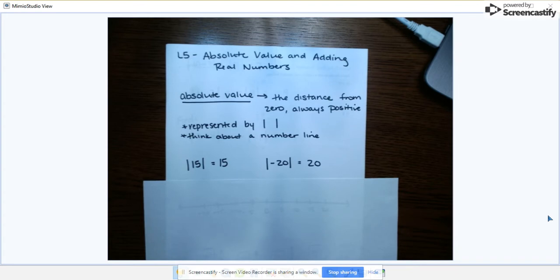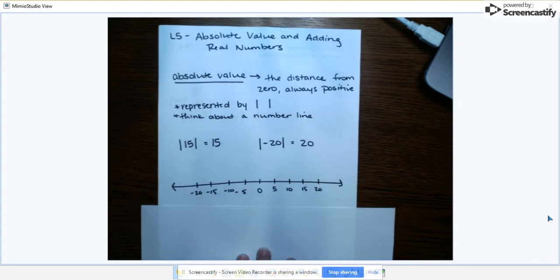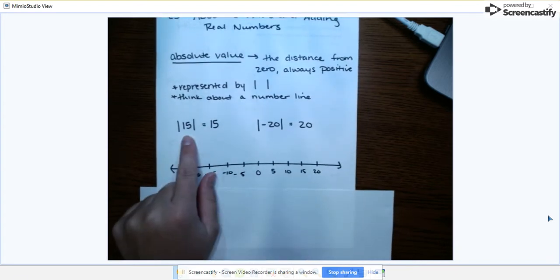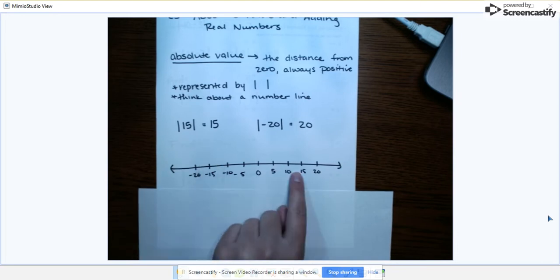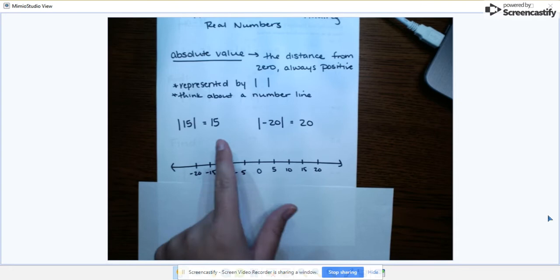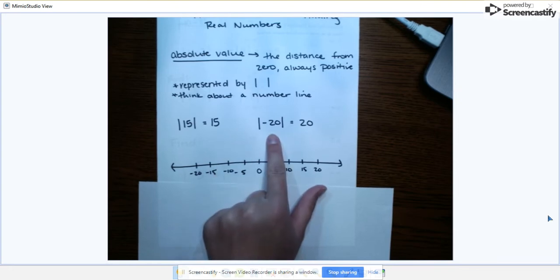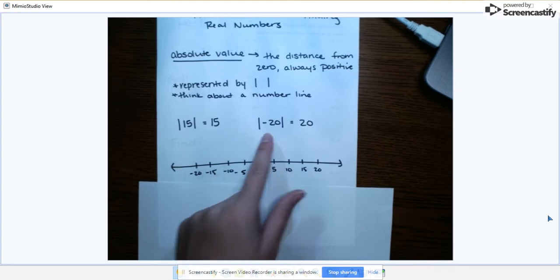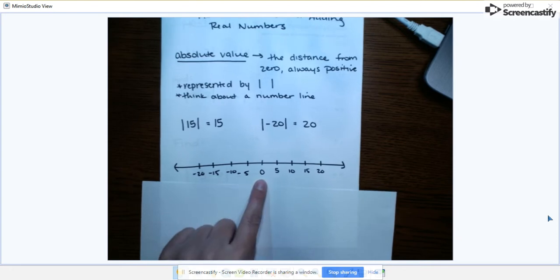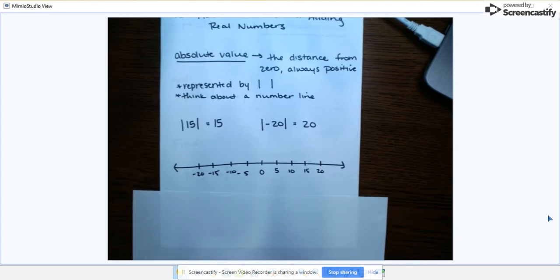So just a few easy examples. The absolute value of 15 means how many units is 15 from 0? Well, that's 15 units. How about the distance from negative 20 to 0? So that would be positive 20. Distance can never be negative.